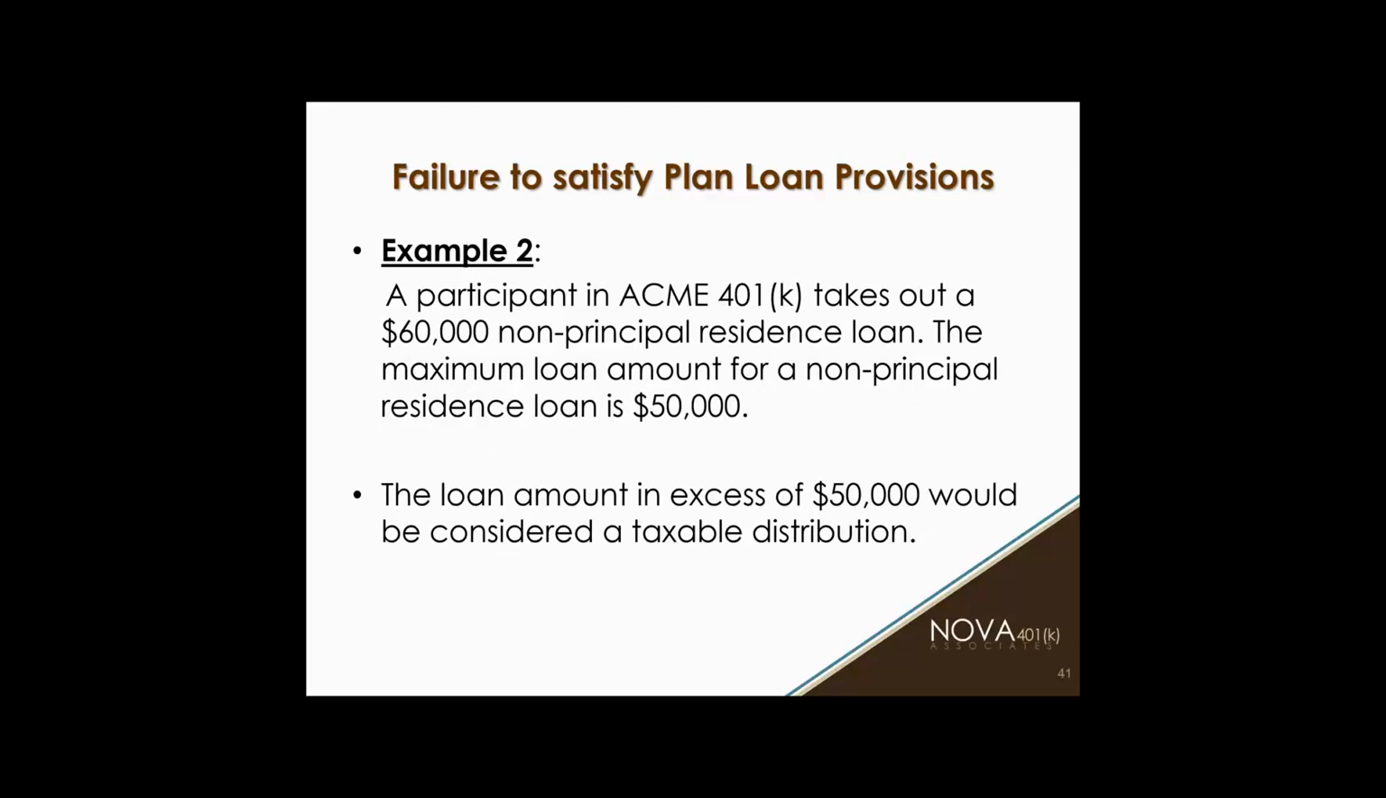There is a maximum limit. It doesn't matter if you've got $1 million balance, right? Typically, it's the lesser of 50% of the vested account balance, or $50,000. So you can have $1 million balance. That doesn't mean you can take 50% or $500,000. You're still limited to $50,000. So in this example, if we have somebody that accidentally took a $60,000 loan, then this excess amount over $50,000 would have to be considered a taxable distribution again. So when you're breaking these rules, typically involves taxation of the loan.